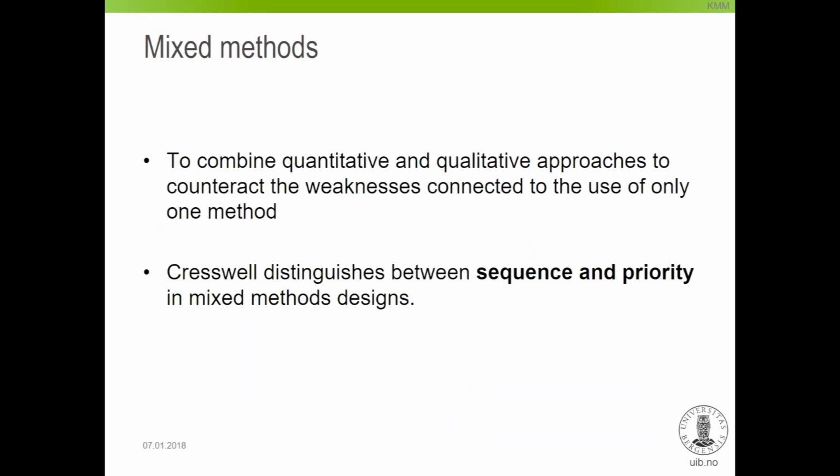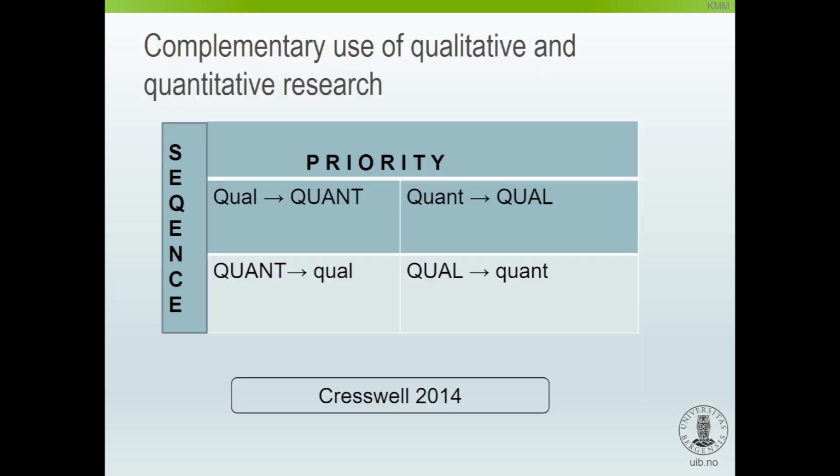Finally, we'll look at mixed methods. Mixed method combines quantitative and qualitative approaches to counteract the weaknesses connected to the use of only one method. And Creswell distinguishes between sequence and priority in mixed methods designs. Let's look at this following figure. He emphasizes the complementary use of qualitative and quantitative research and has divided it into 4 different squares.